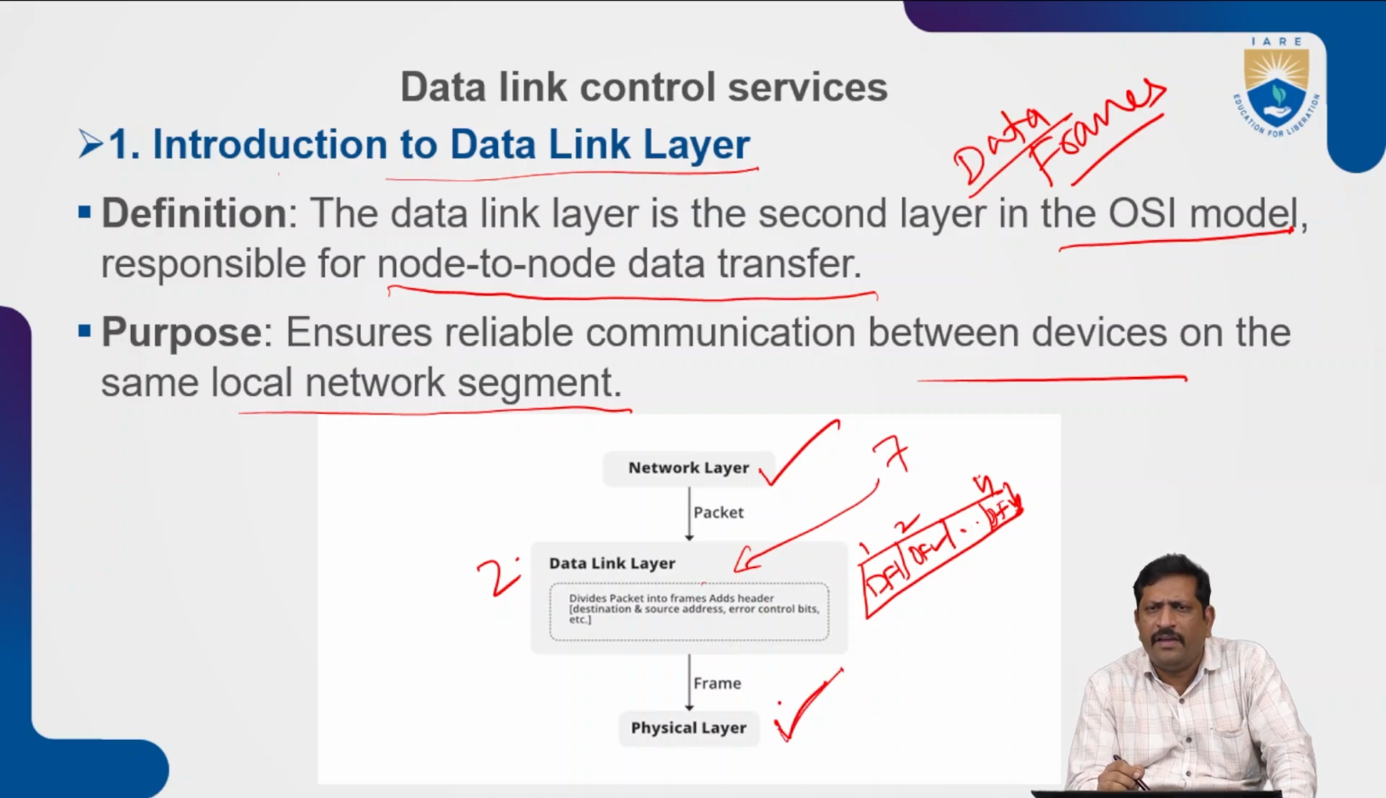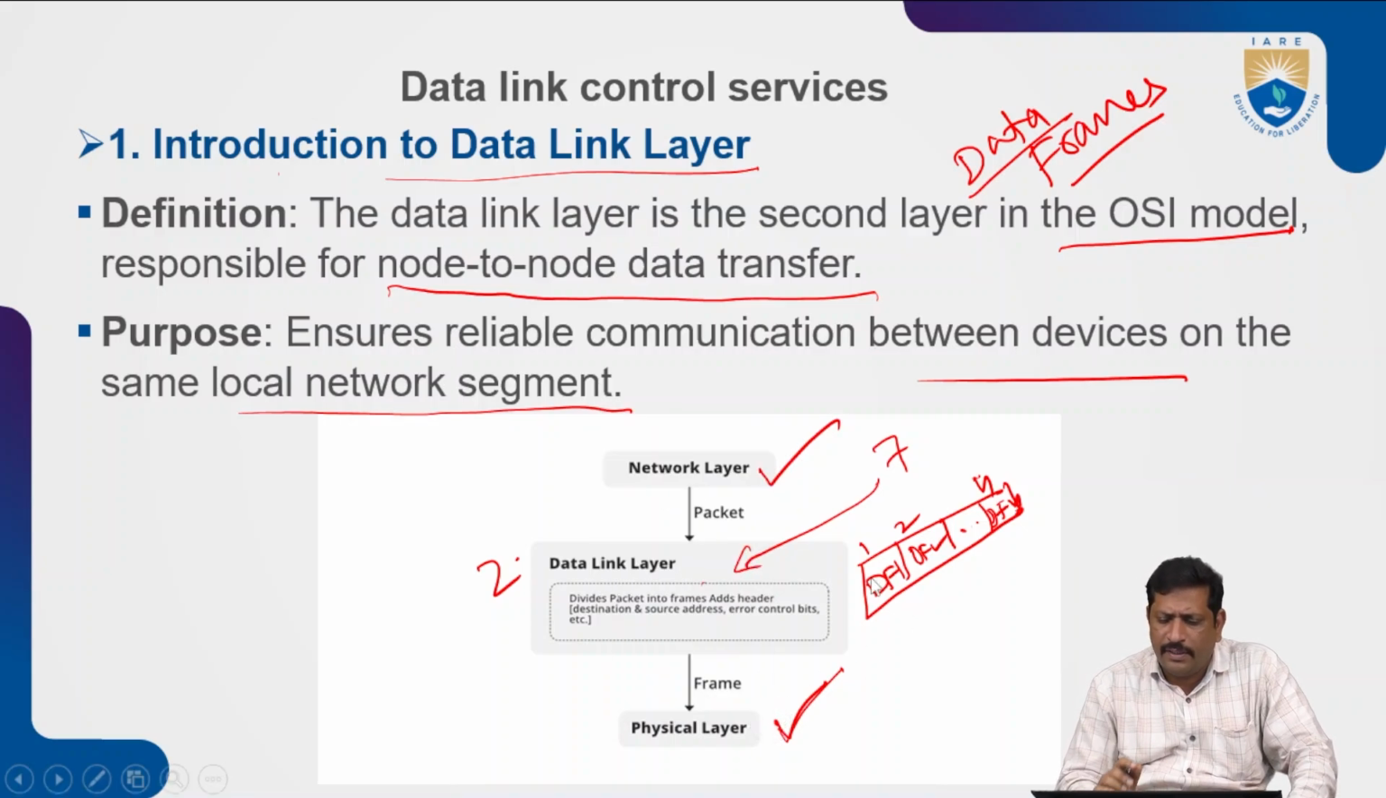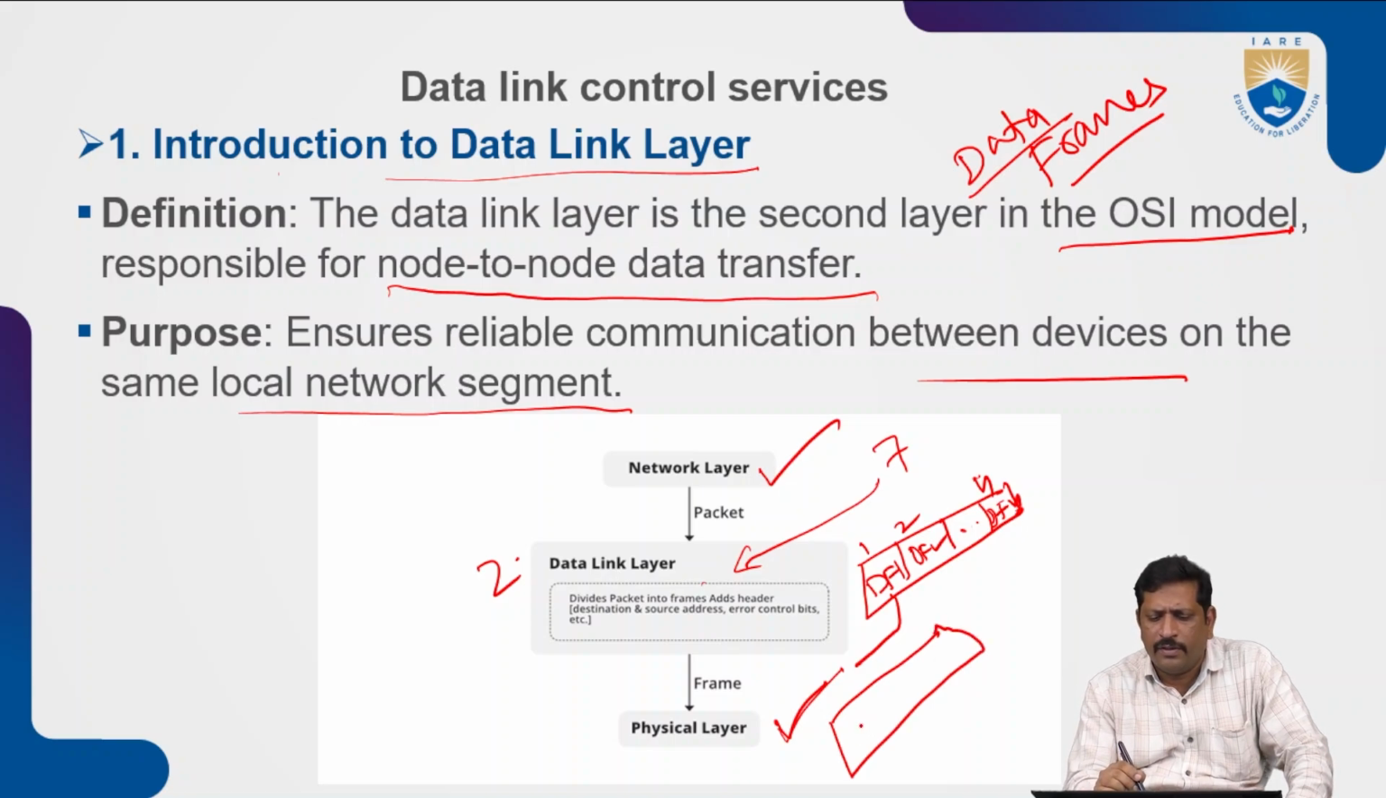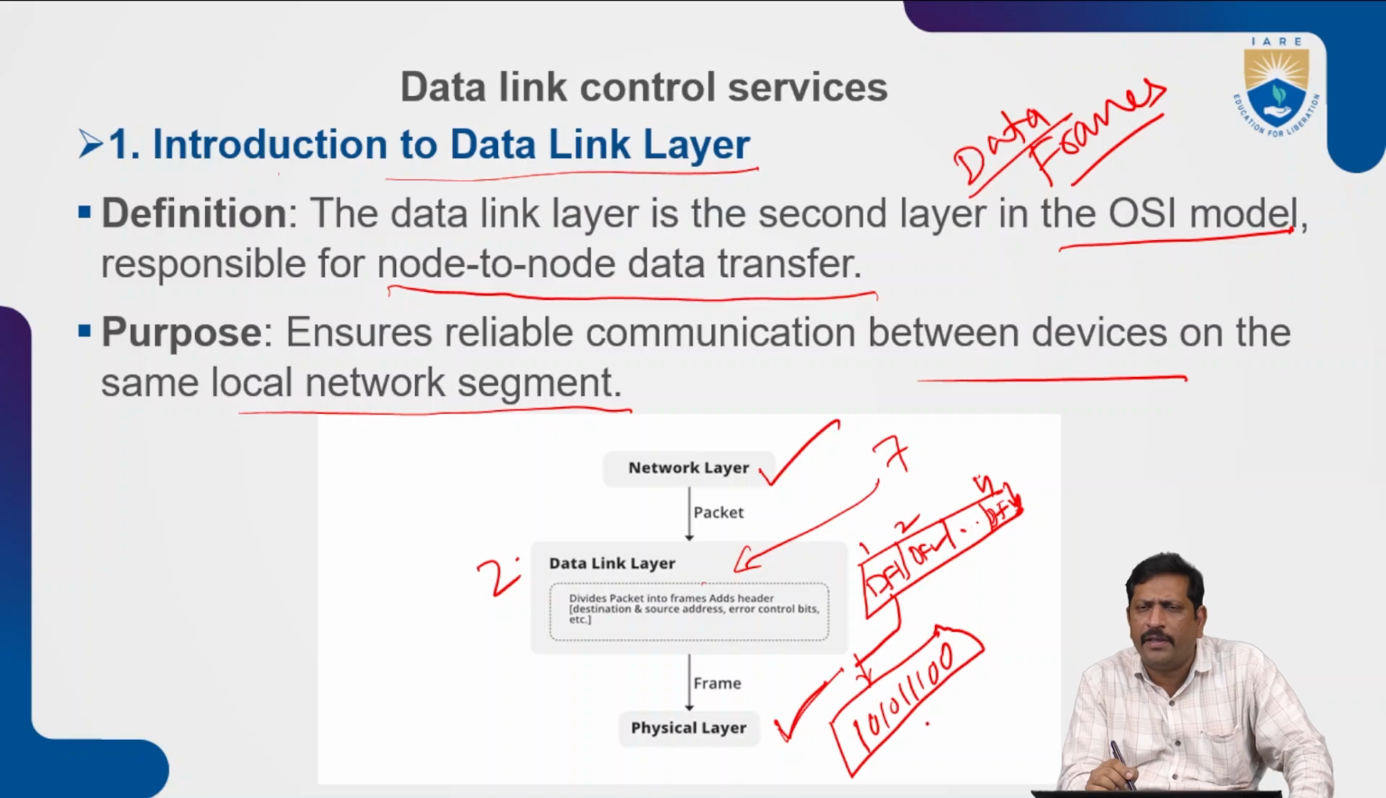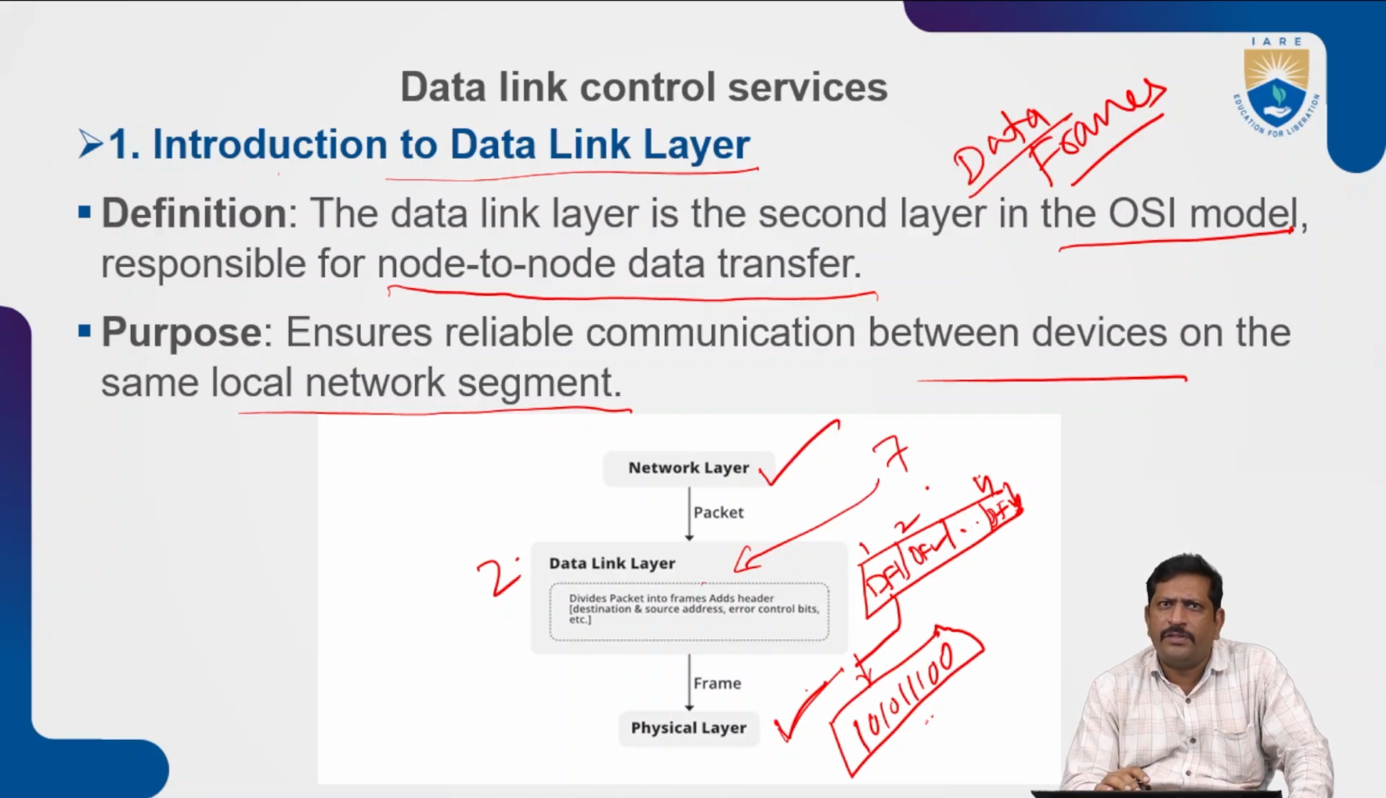In the physical layer, the transferred data frames are converted into binary bits, 1 0 1 0 1 1 1 0 0 0, or bytes. These bits and bytes, via some transmission media, can then be transferred from one device to another device. So this is the introduction to the data link layer.